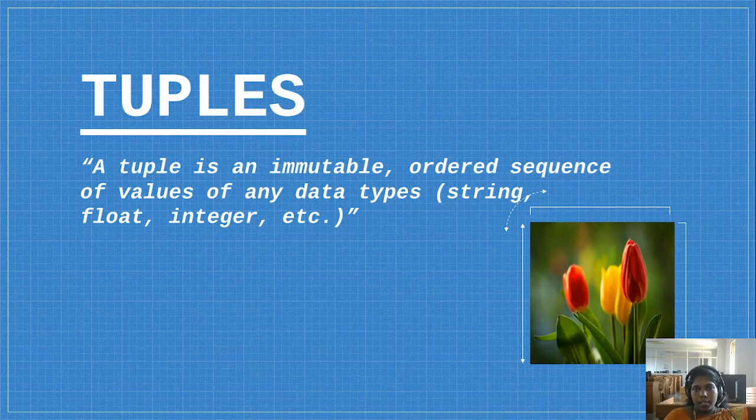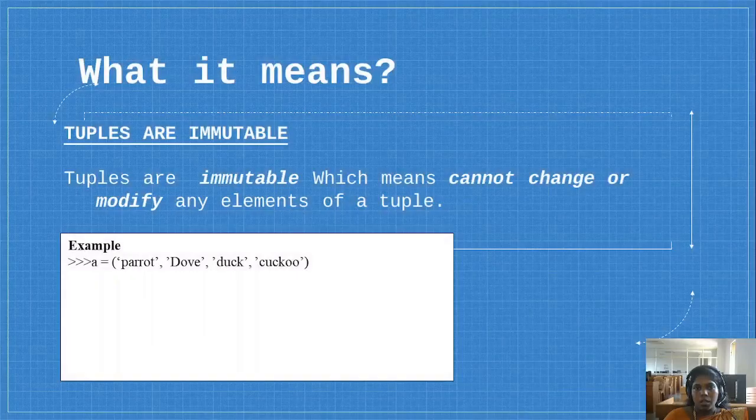Basically, it is a sequence data type, so it supports a collection of values. The collection of values can be of any data types. And also, tuple possesses two other properties, that is, it is immutable and it is an ordered sequence of values. First, what does it mean by saying immutable? Immutable means we cannot change or modify any elements of a tuple.